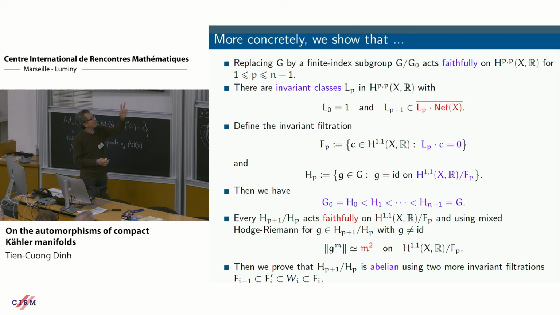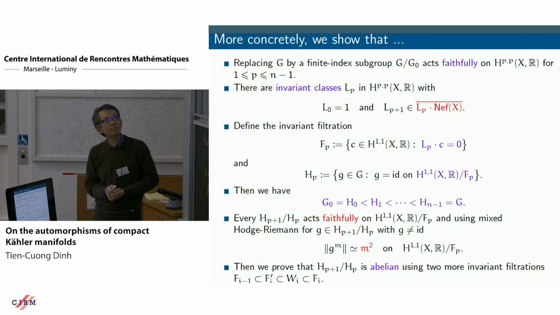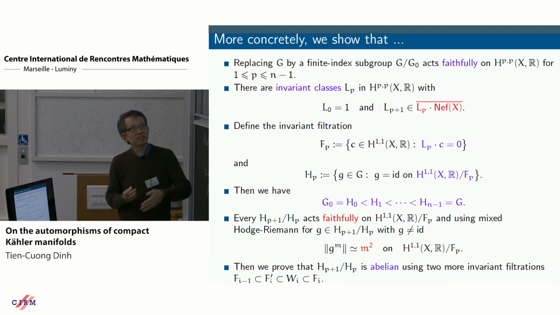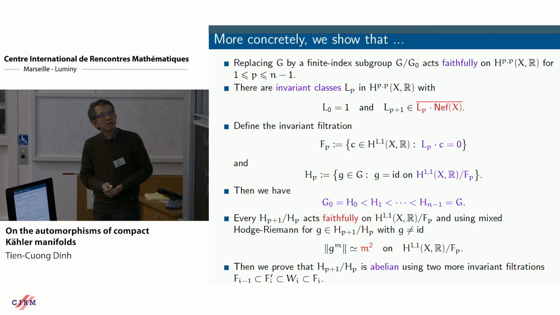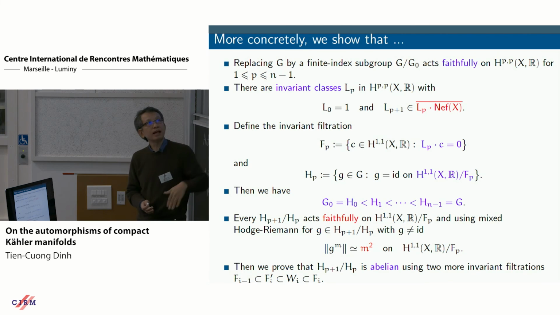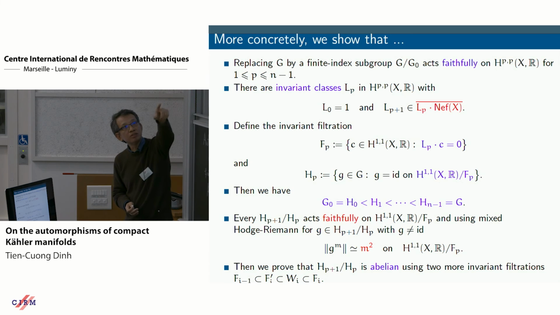Okay? So actually, I didn't give you the exact definition, which is a little bit more complicated, but roughly speaking, it is this one. And then you can also define HP as a quotient of H11 with FP. It is the set of g which is the identity on this quotient. Okay, so according to the invariant filtration FP, you have a filtration of the group: H0, H1 up to Hn minus 1, joining G0 to G.